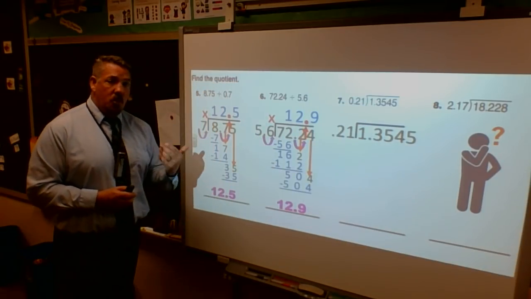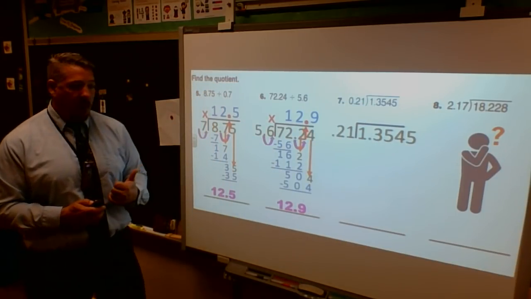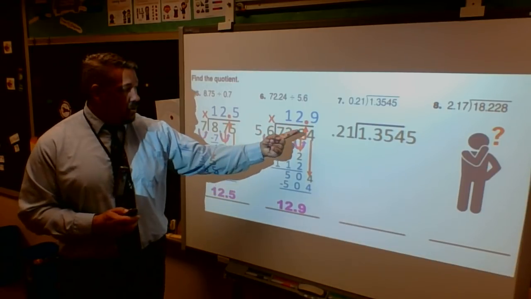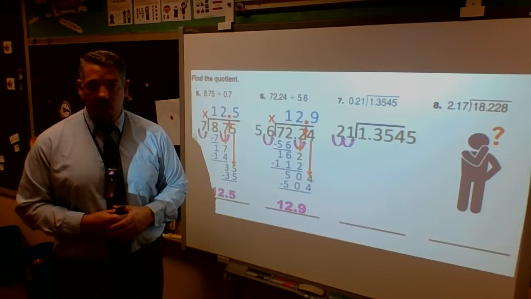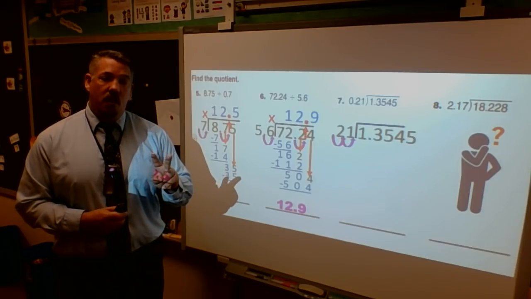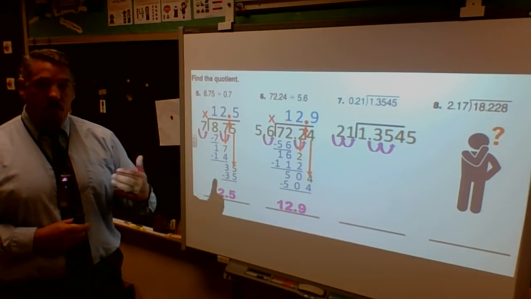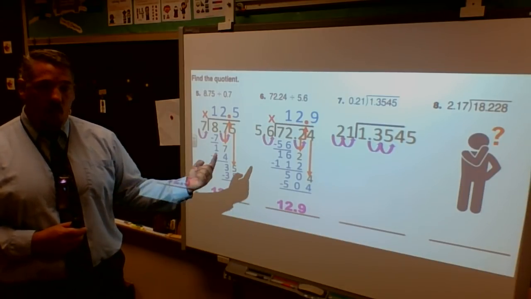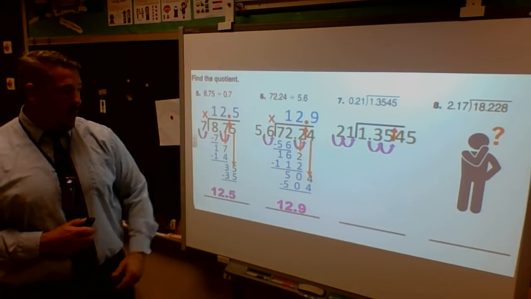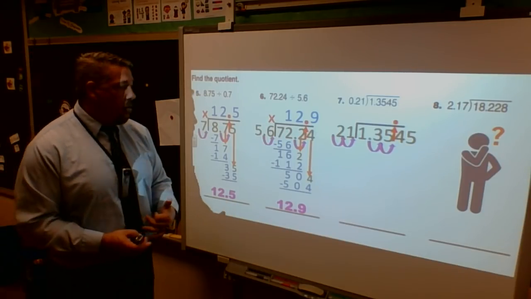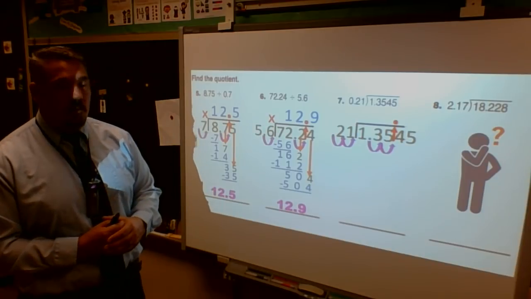I see that I have 2 decimal spaces on the outside, which I can't do. So I have to do my over, and then my up. I have to move 2 times on the outside. If I move 2 times on the outside, then I have to move 2 times on the inside. When I move 2 times on the inside, then I went over, and now I got to go up. Now it's in the right position. Now I can divide by 21.